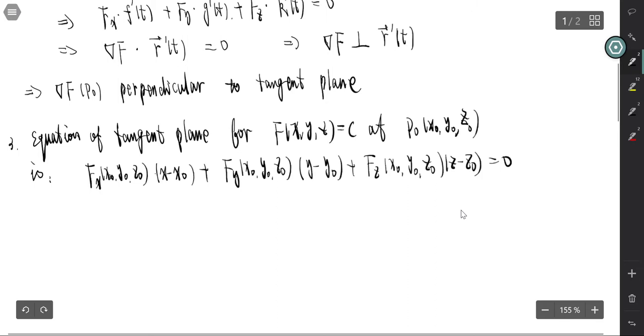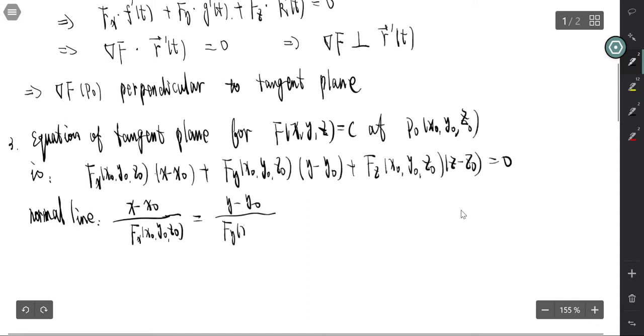If the equation of the surface is given by the implicit function f(x, y, z) equals c, consider its normal line. The normal line is perpendicular to the tangent plane. And we know that the normal vector is f_x, f_y, and f_z. So the direction of the normal line is f_x, f_y, and f_z. So we write the normal line as a symmetric equation, that is (x minus x naught) over f_x(x naught, y naught, z naught) equals (y minus y naught) over f_y(x naught, y naught, z naught) equals (z minus z naught) over f_z(x naught, y naught, z naught). This is the normal line.